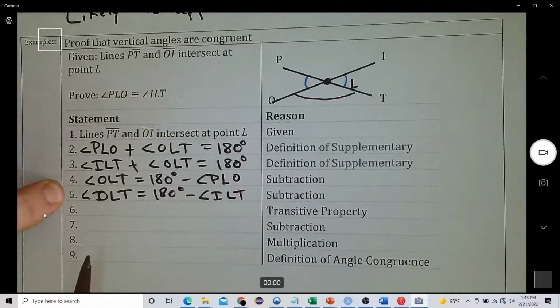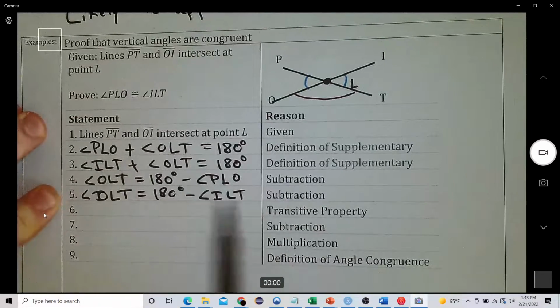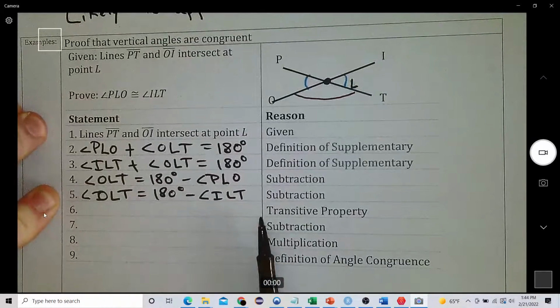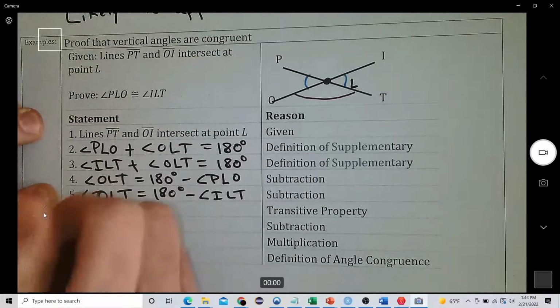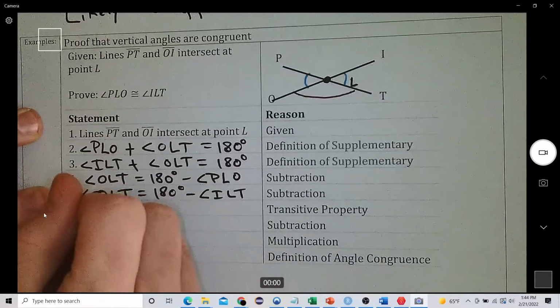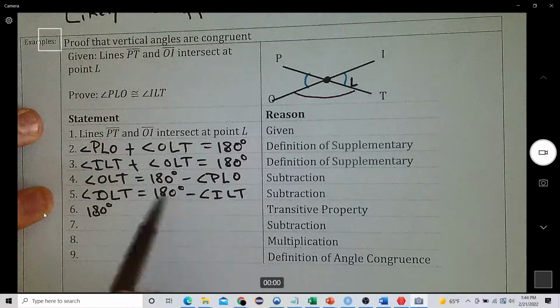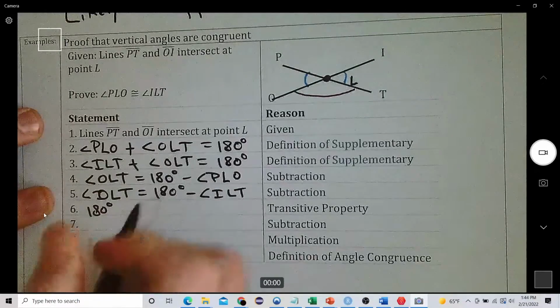So now lines 4 and 5 have that OLT is equal to these two different things. Because OLT is equal to these two different things, we can use the transitive property. If OLT is equal to that, and OLT is equal to that, then these two things are also equal to each other. In other words, this is equal to that.